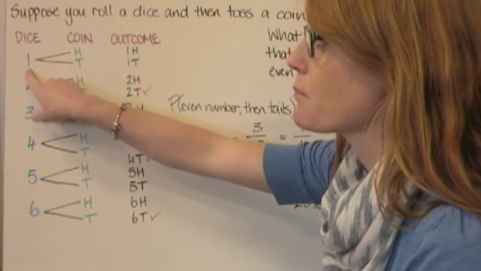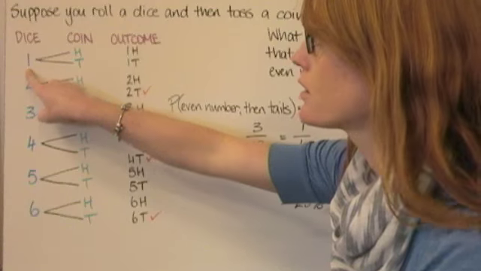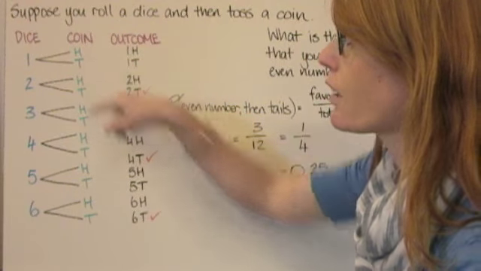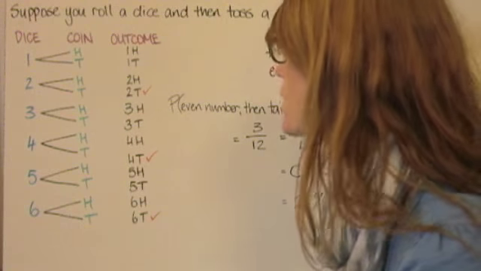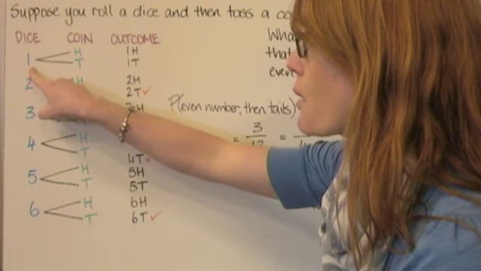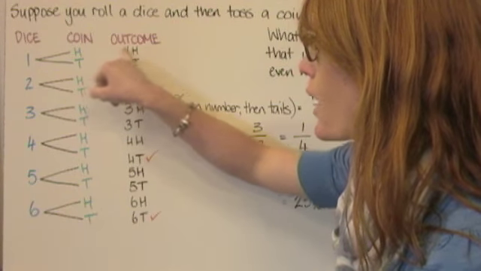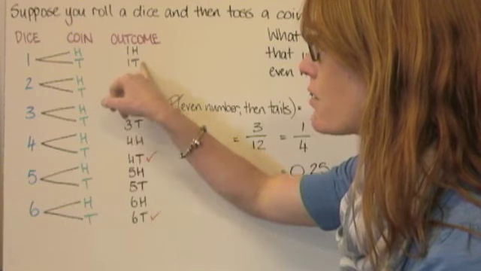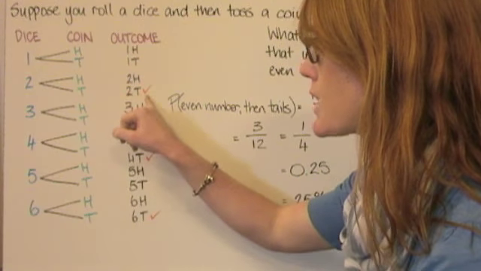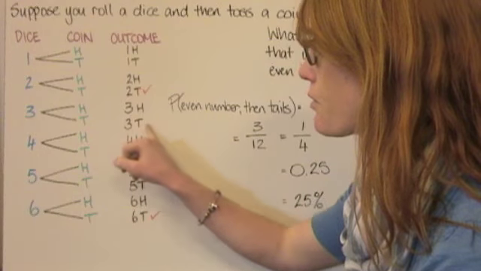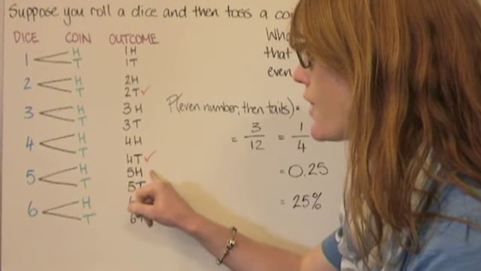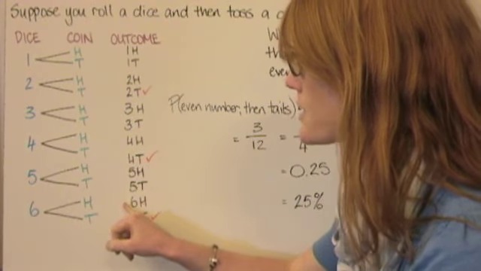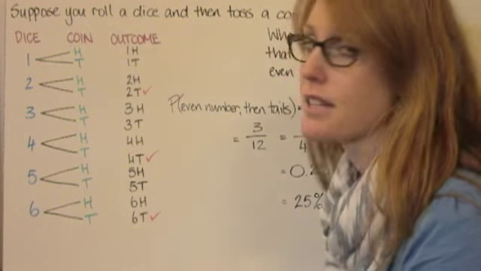So for every possible outcome of rolling the dice, we will also have an outcome for flipping a coin because we are performing two events. So we have possible outcomes of a 1 and heads, a 1 and tails, a 2 and heads, a 2 and tails, a 3 and heads, a 3 and tails, a 4 and heads, a 4 and tails, a 5 and heads, a 5 and tails, a 6 and heads, or a 6 and tails.